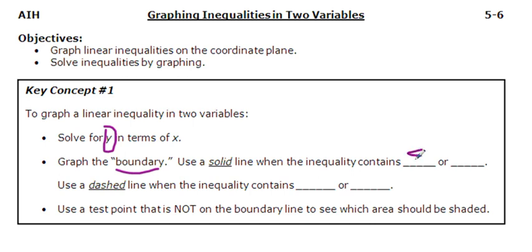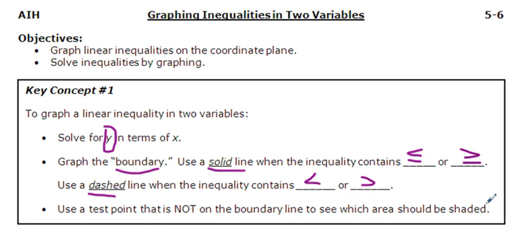If it has a less than or equal to or a greater than or equal to, we use a solid line. We use a dashed line if it's a greater than or a less than. Then what we're going to do is we're going to shade.